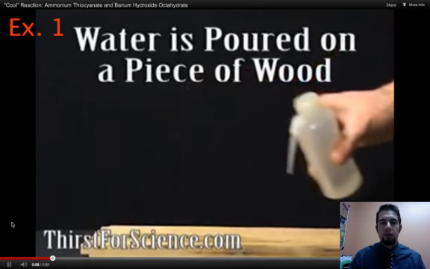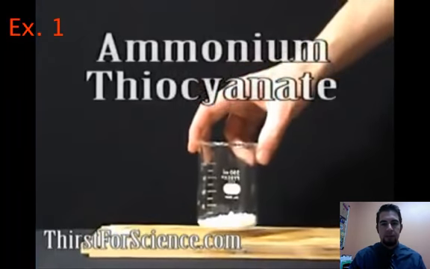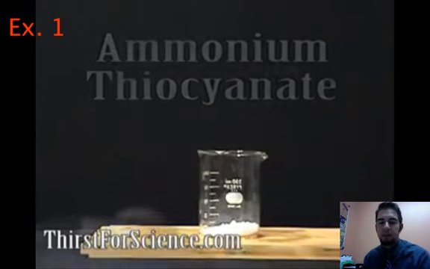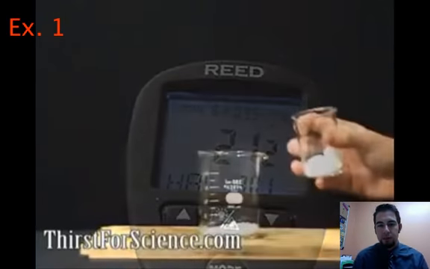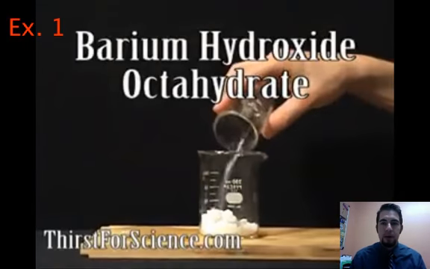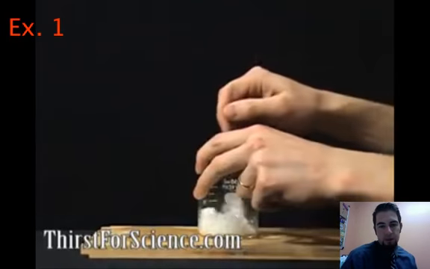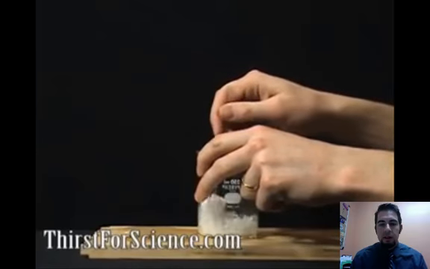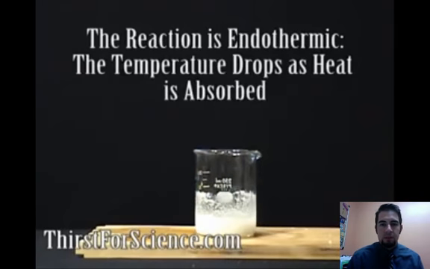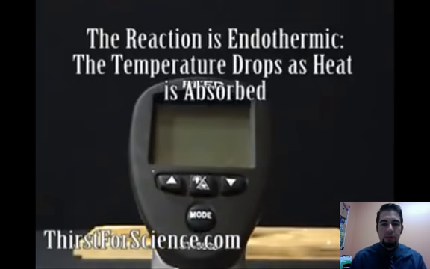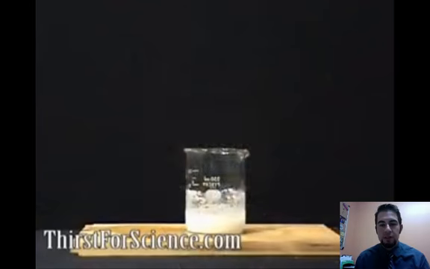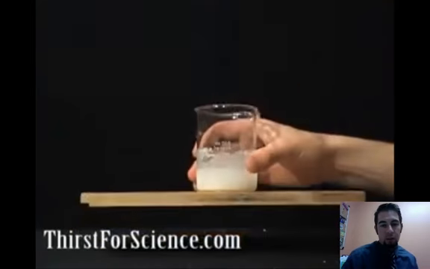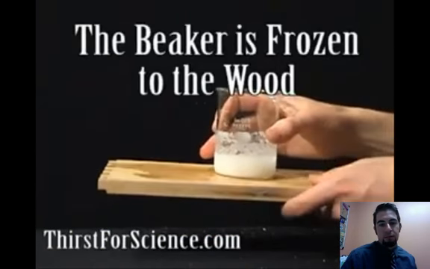This guy here, he's taking some water and he's pouring it on a piece of wood. This is just for later. He's got ammonium thiocyanate in a beaker here, and he measures the temperature at 21. That's about room temperature. He's going to add the barium hydroxide octahydrate, which is a chemical that will react. And you start seeing it gets a little sludgy, but it gets so endothermic that it drops in temperature to about, well, you can look at the thermometer, below 0 degrees Celsius. That's really cold. And the water he put on the board is now frozen.